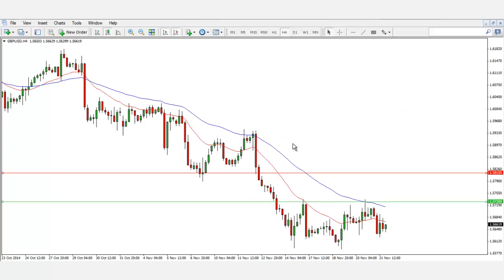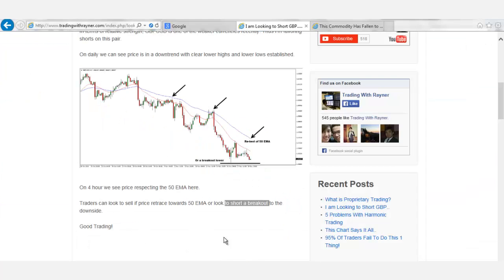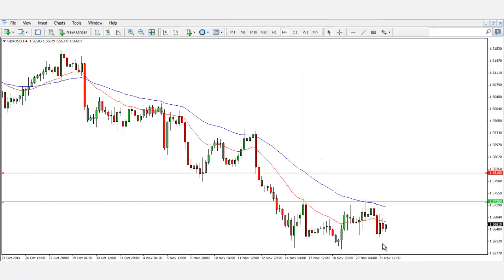So this is a chart of the pound dollar, 4-hour chart. Early this week, if you look at my site, I mentioned that I was looking to short the pound, reason being that the 4-hour was respecting the 50 EMA. Traders can look to short if price retraced towards the 50 EMA, or look to short the breakout towards the downside. So what happened this week was that if traders did short the retracement, which we got over here, they would probably have got short the pound dollar.